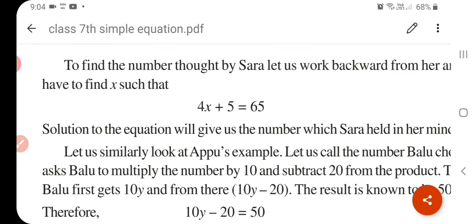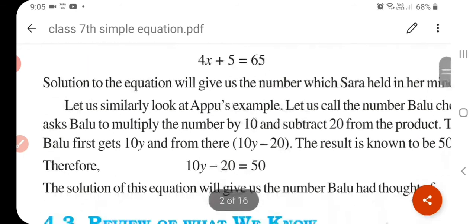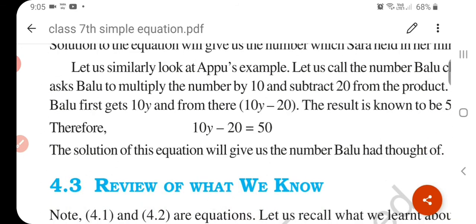The solution of the equation will give us the number which Sarah held in her mind. Means 4x is equal to 65 minus 5, and 4x is equal to 60, x is equal to 60 upon 4. Understand? These are called simple equations. The solution of this equation will give us the number Balu had thrown off. These are different types of equations, and the solution of these equations is what you have to find.